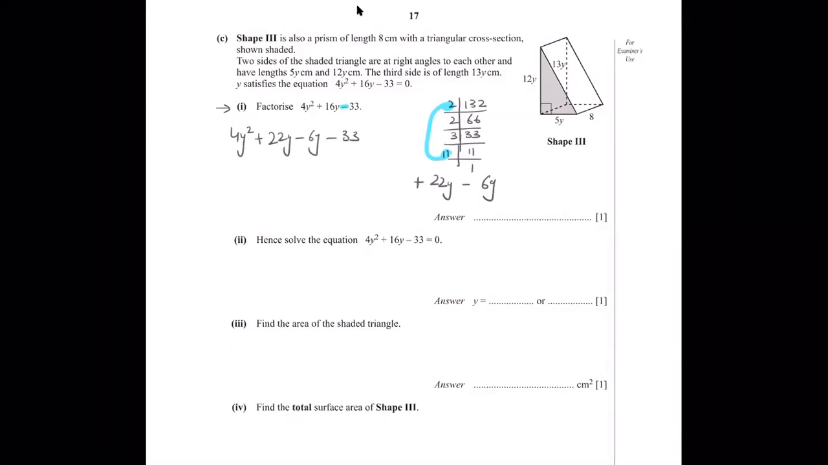So if you take 2y common from here, you're going to get 2y minus 3, 2y plus 11. And if you take 11 common from here, you are going to get 2y plus 11. So the factorized form is going to be 2y minus 3 times 2y plus 11. This should be your final answer. Okay? Is this correct? Any question till here?